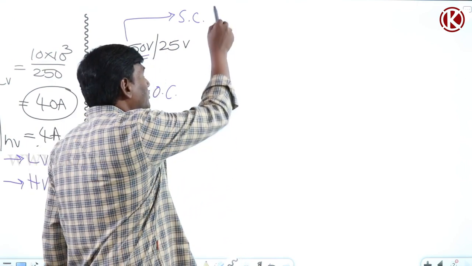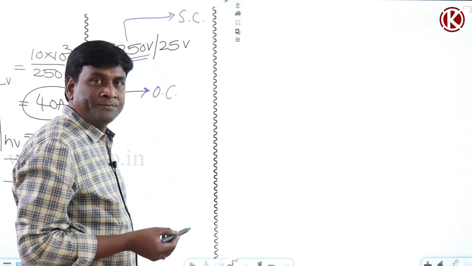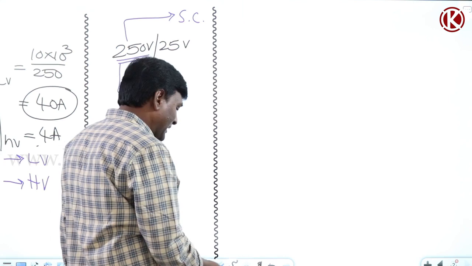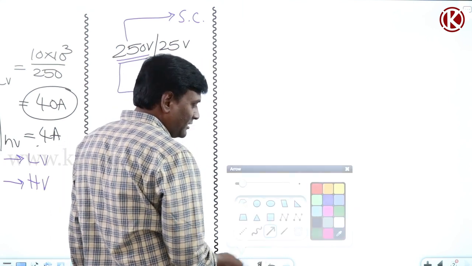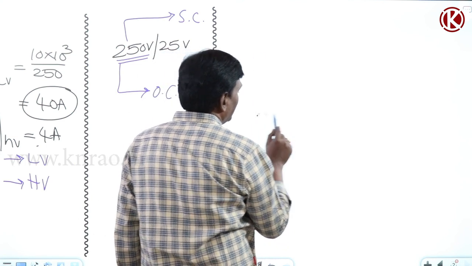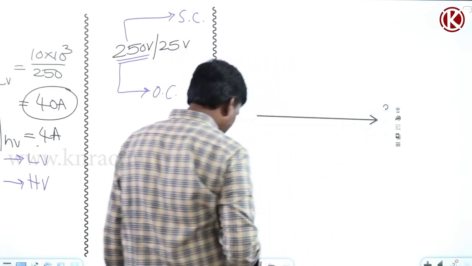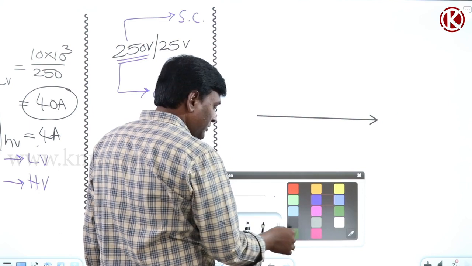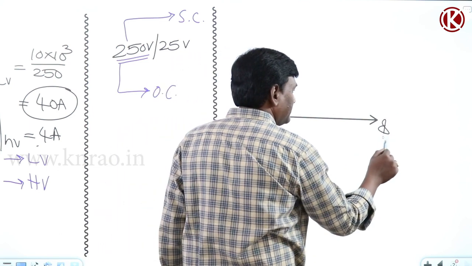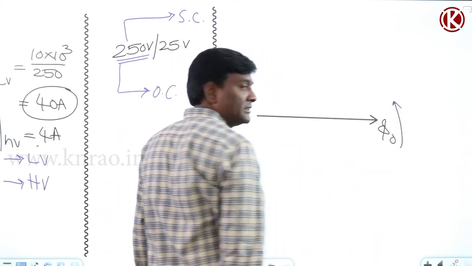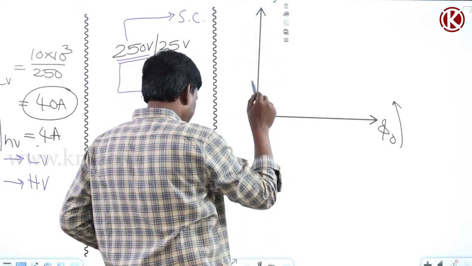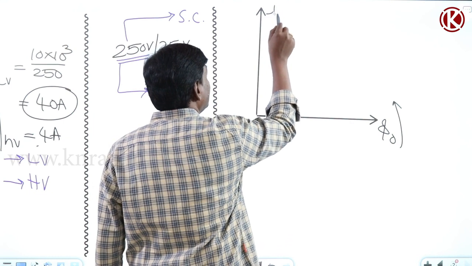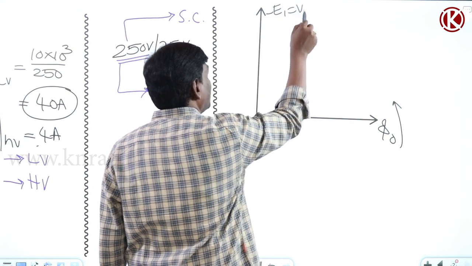Now let us try to draw the phasor diagram for the OC test and the phasor diagram for the SC test. If I think of the phasor diagram for the OC test, this is phi naught, the phasor of rotation, and now this minus E1 is nothing but V1.